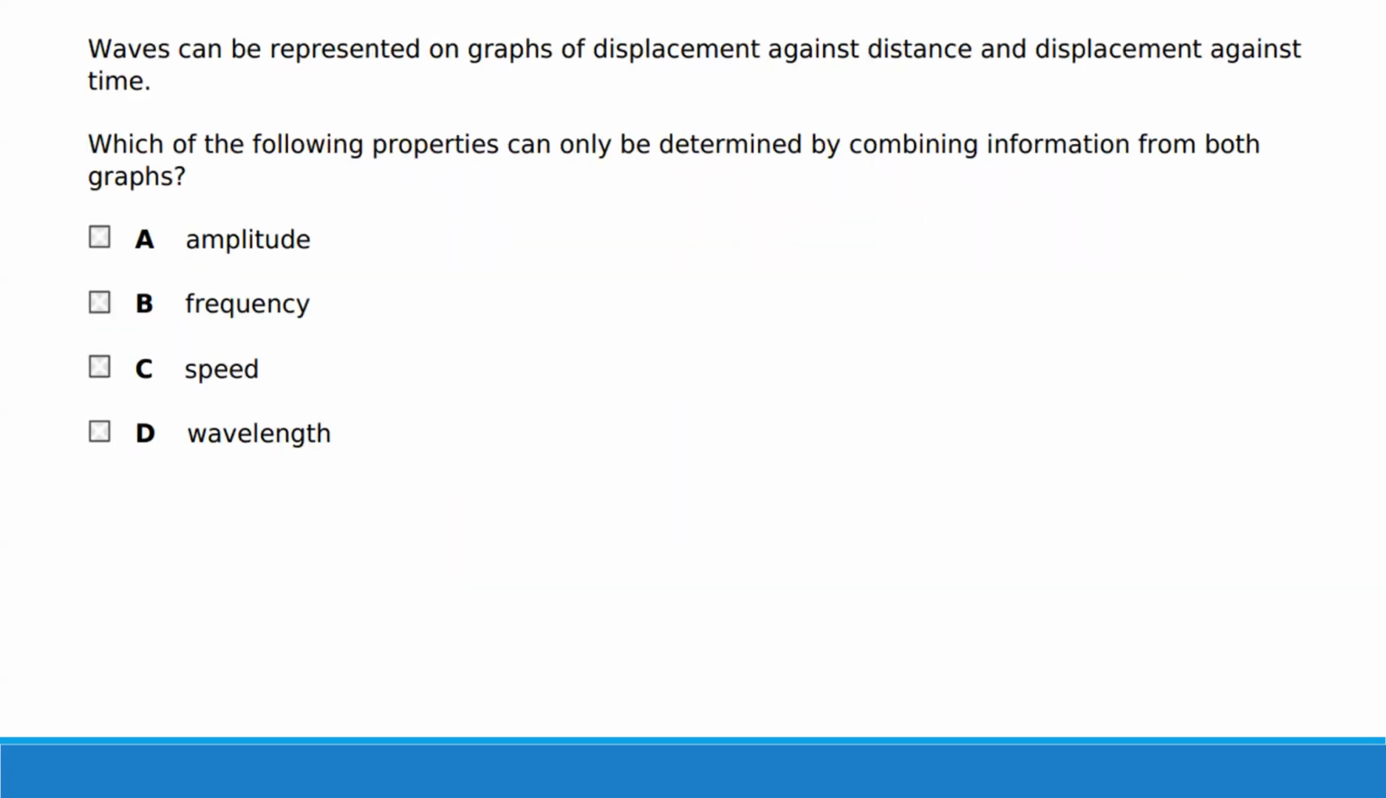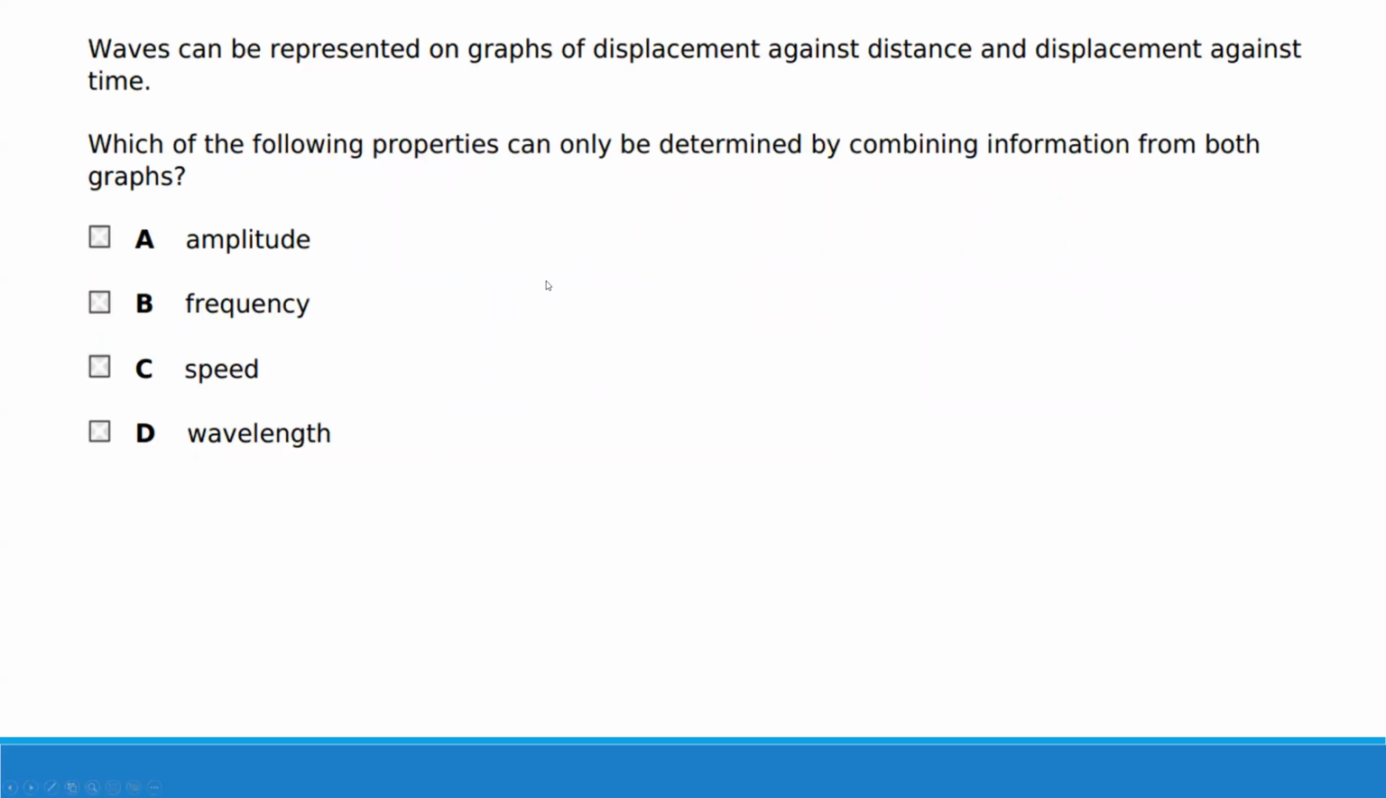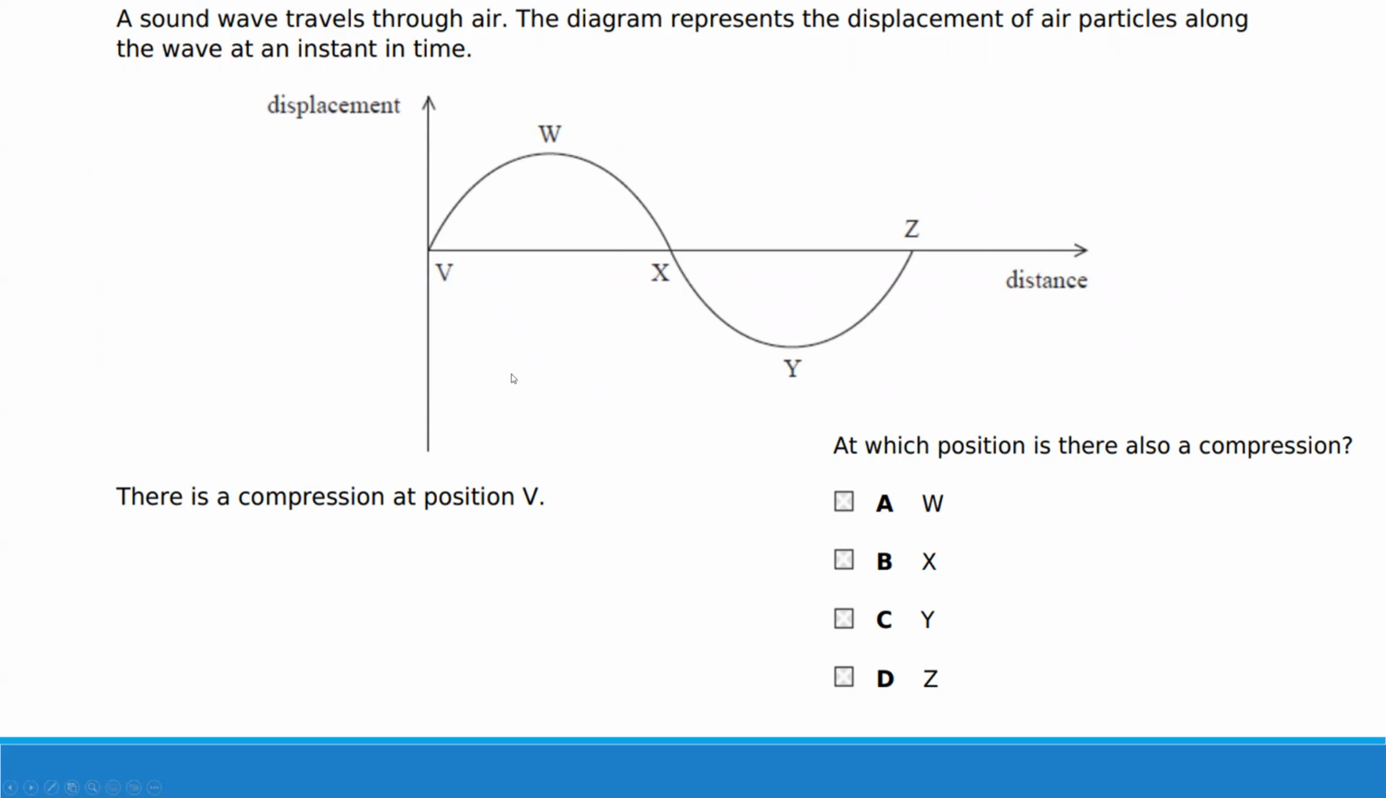All right, okay, so waves can be represented on graphs. Oh, we did that, what am I talking about? Okay, so a sound wave travels through air. Wait, so what's the answer to that question? It was speed, wasn't it? Yeah, okay.